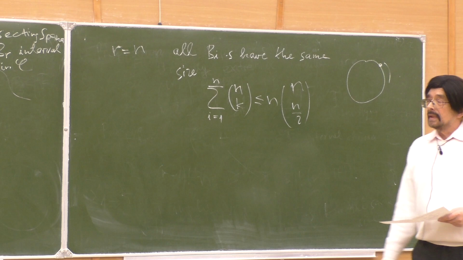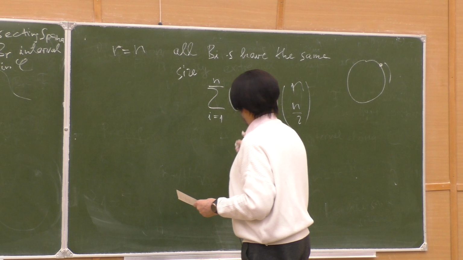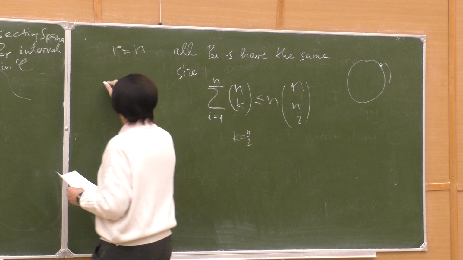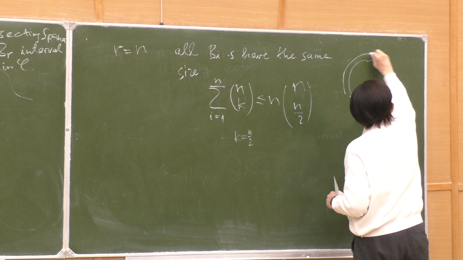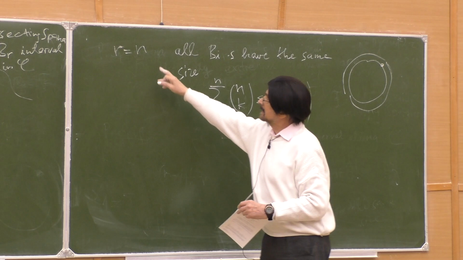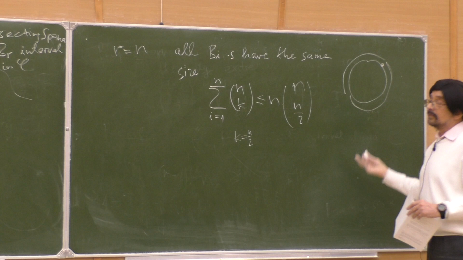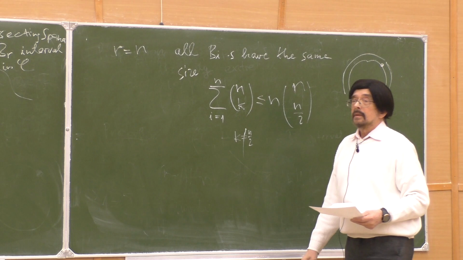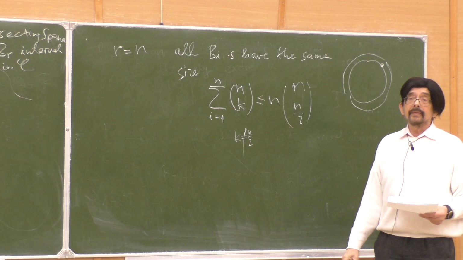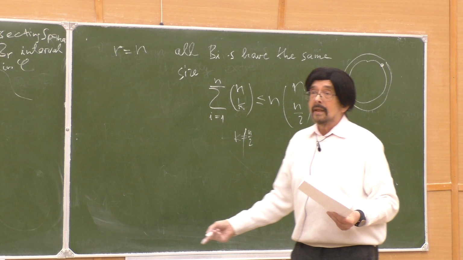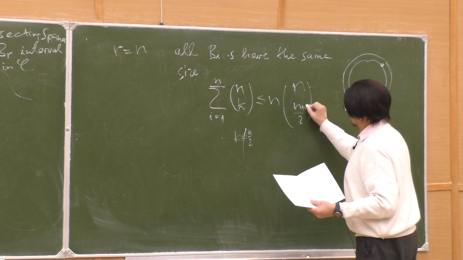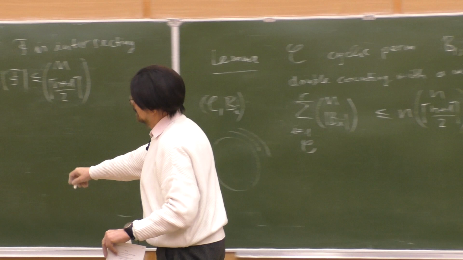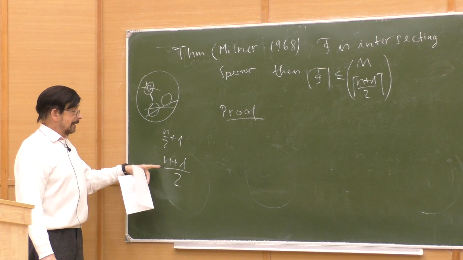But this is impossible, because if k is n half, then we have these two sets. We must have a set starting from every point. So we have these two, which are disjoint. So this cannot be. So k cannot be n half. And then we take the second largest value of n choose k, and when n is even, then it is still there. Yeah, then this is the second largest one, and if n is odd, then we can take the largest one.